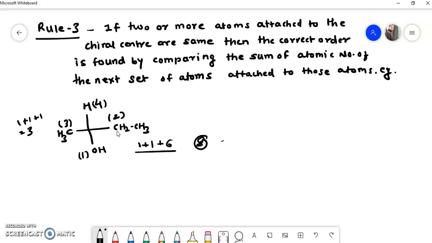So I think it is very simple. If the two atoms are same, then we have to consider the next set of atoms to which these atoms are attached to determine the priority. So I think this rule is clear to you. So we'll move to the next rule.